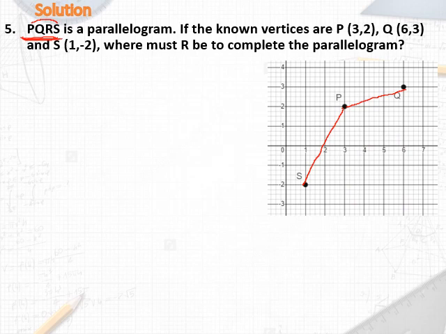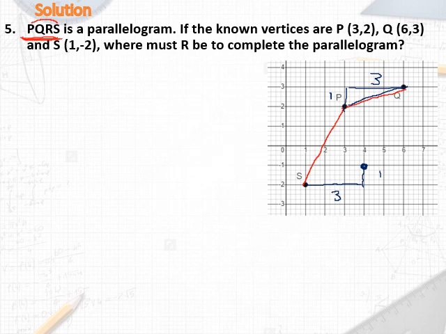All right, how I would attack this problem. I would say PQ, so PQ up here, should be parallel to SR. And they should be the same length. So if I go up 1 and right 3, I should be able to find the location of R. So I'm going to go right 3, up 1. So this should be the location of R because the opposite sides are parallel and congruent.